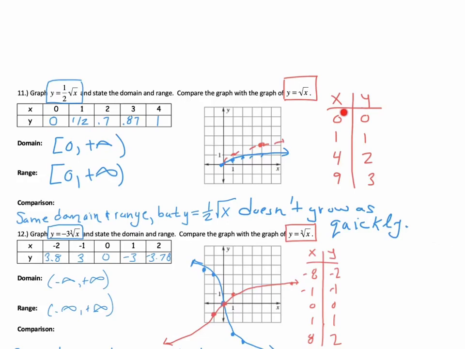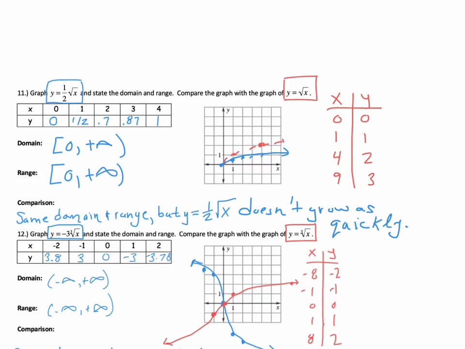And I did jot down for you the t-chart for our square root function. Again, the square root of 0 would give us 0. The square root of 1 would give us 1. The square root of 4 gives us 2. And the square root of 9 gives us 3. And then I did take some time to plot those on the graph, because the problem asked me to compare the graph with y equals the square root of x. So I'm trying to just draw a comparison between our parent function and this new one that has the 1/2 in it.